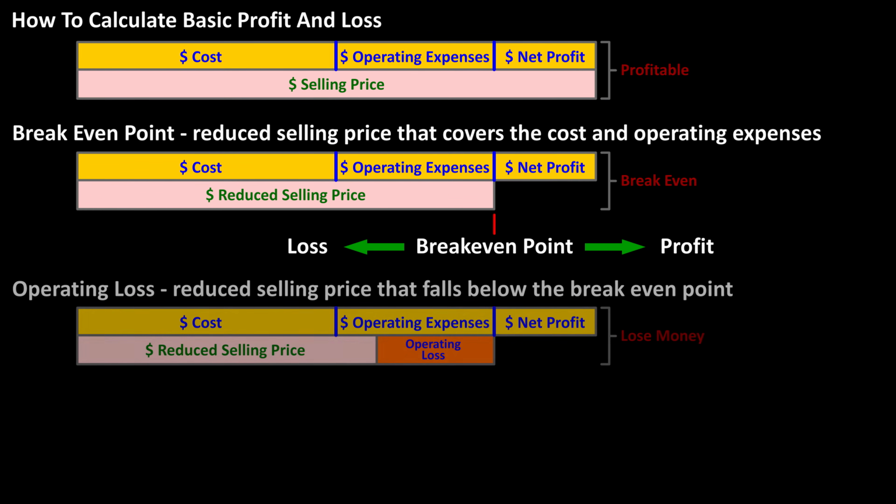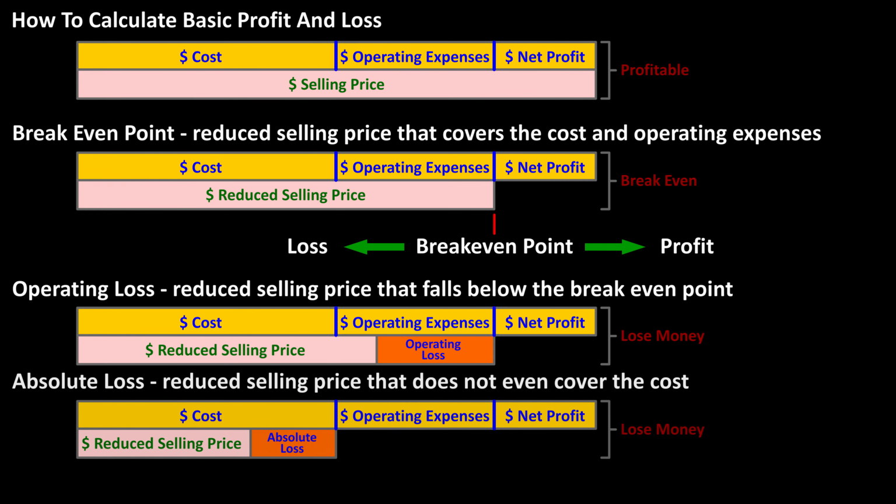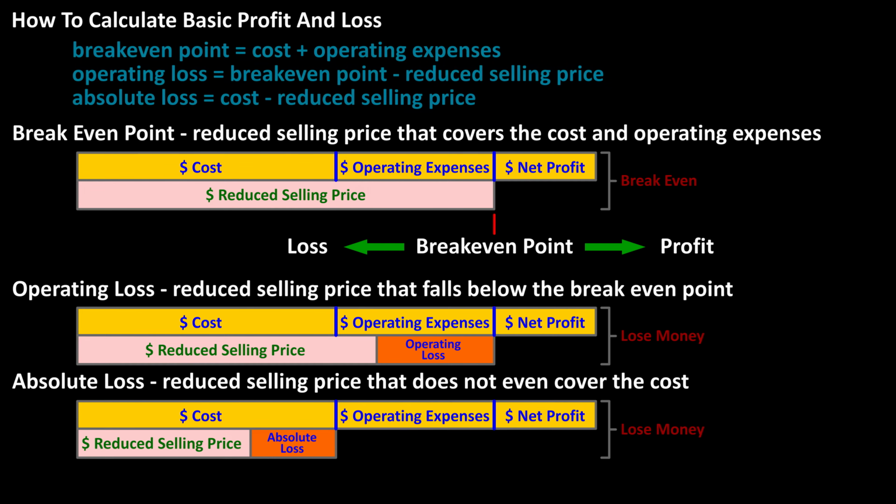Any loss that is less than the operating expenses is an operating loss, and any loss that is less than the cost will be considered an absolute loss. And here are the formulas for each of these on the screen. Now we're going to go through two examples, one resulting in a loss and one resulting in a profit.